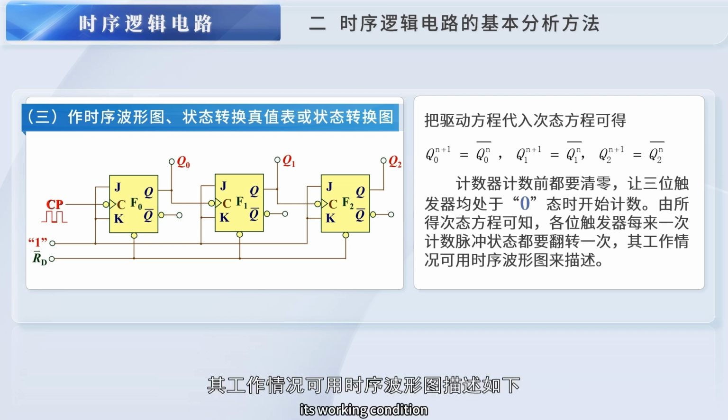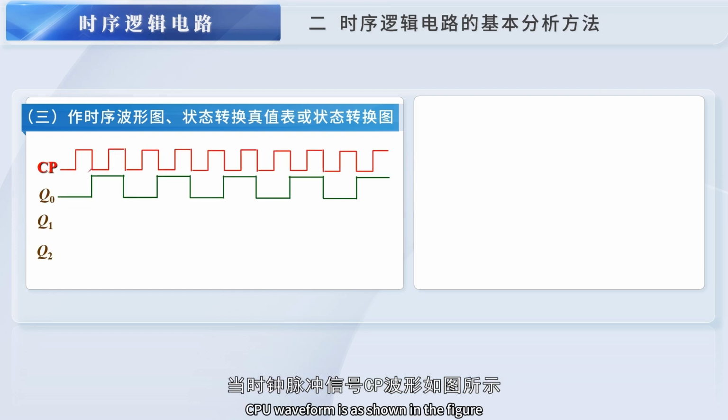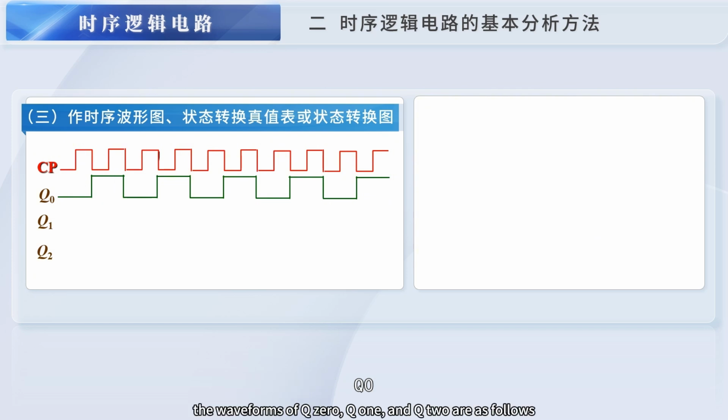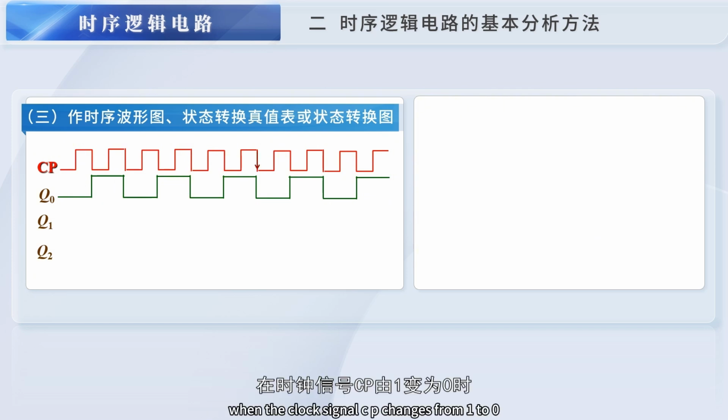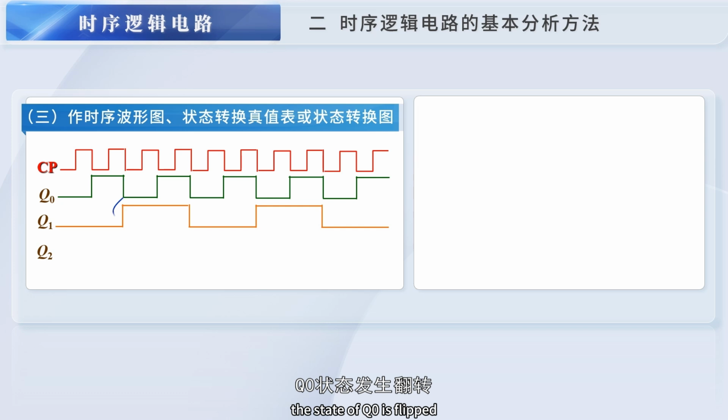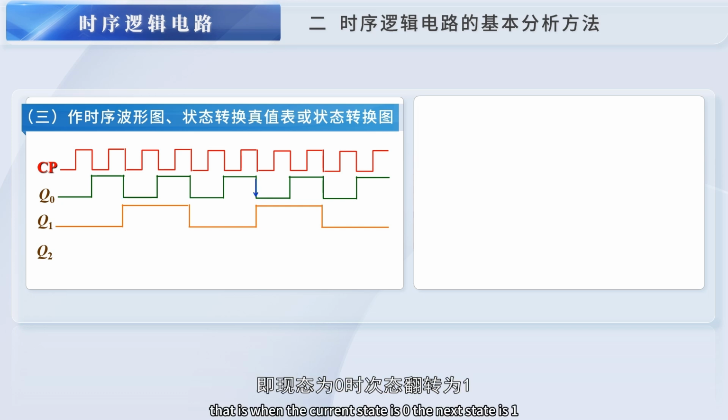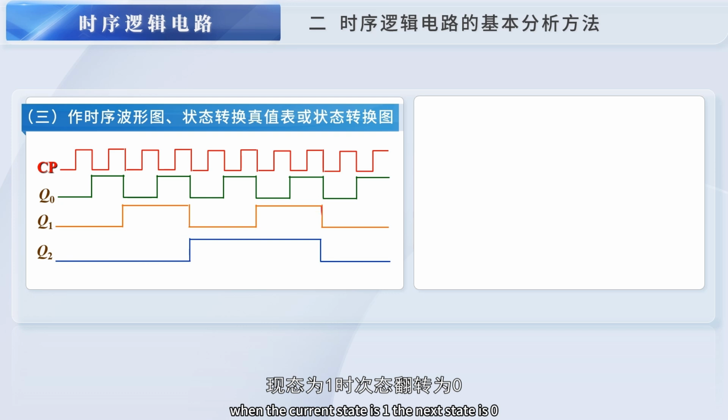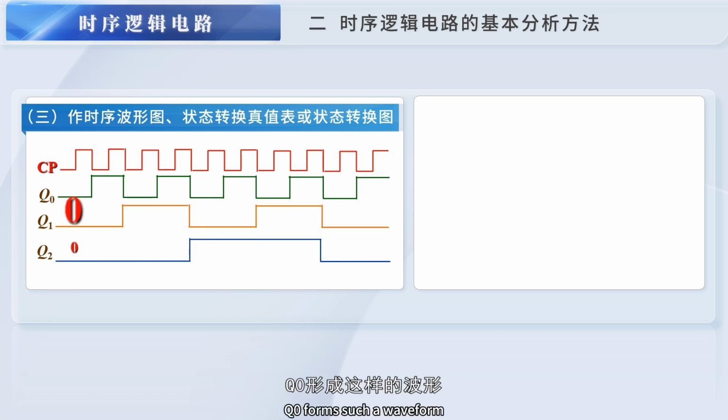Its working condition can be described by a timing waveform when the clock pulse CP waveform is as shown in the figure. The waveforms of Q0, Q1, and Q2 are as follows. When the clock signal CP changes from 1 to 0, the state of Q0 is flipped. That is, when the current state is 0, the next state is 1. When the current state is 1, the next state is 0. Q0 forms such a waveform.